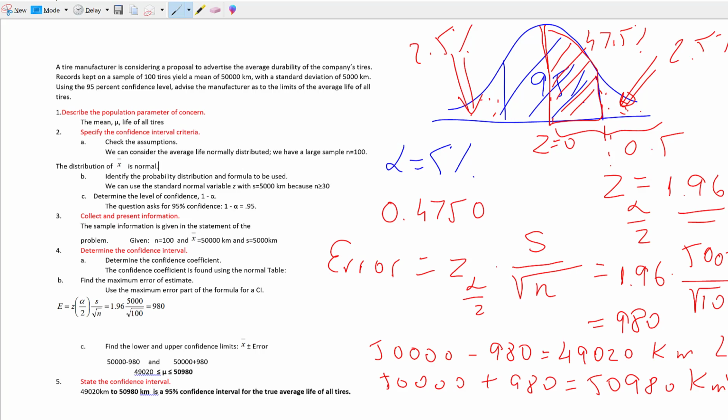Step 5 of our model is to state the confidence interval. So 49,020 kilometers to 50,980 kilometers is a 95% confidence interval for the true average life of all tires.